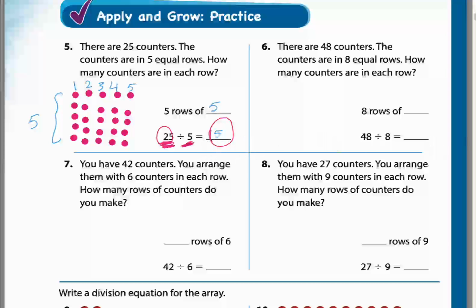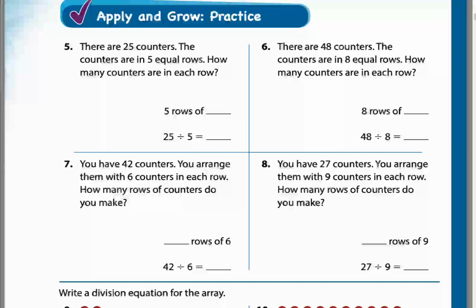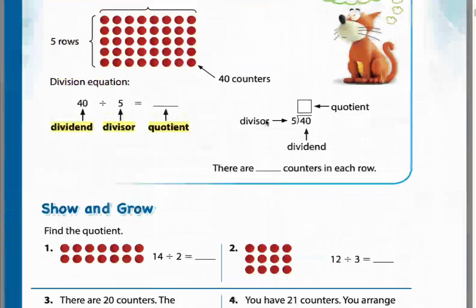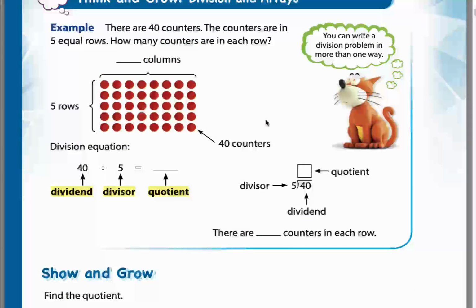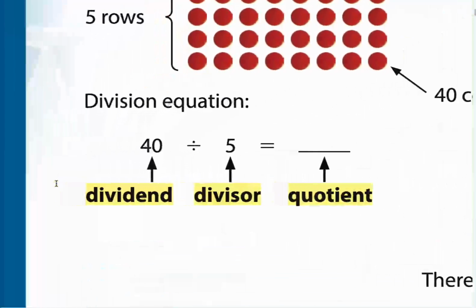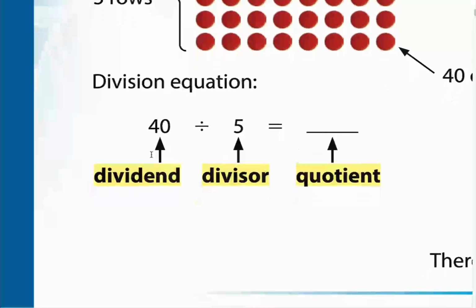Okay, I will go back to the previous page to show you the names. As you see here, for this division, we have 40 divided by 5. And 40 is the dividend. The number that we divide is the dividend. The number that we divide by is the divisor. And the answer is the quotient. Of course, we have the answer for this one, it's 8. So the quotient is 8.